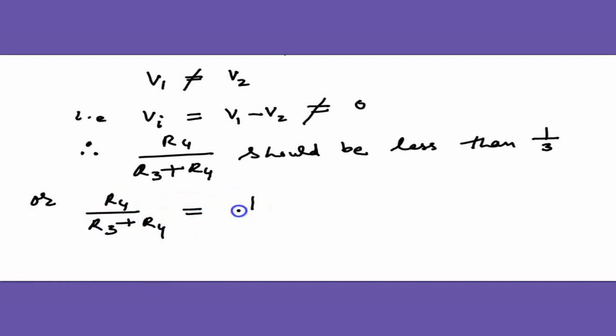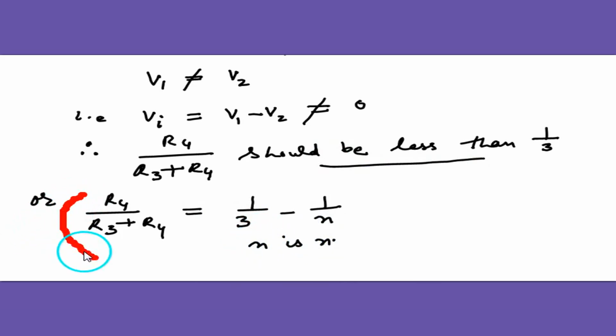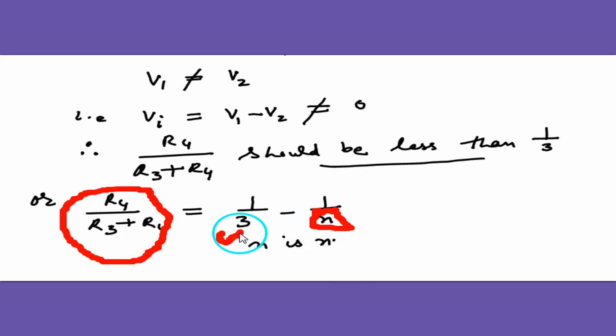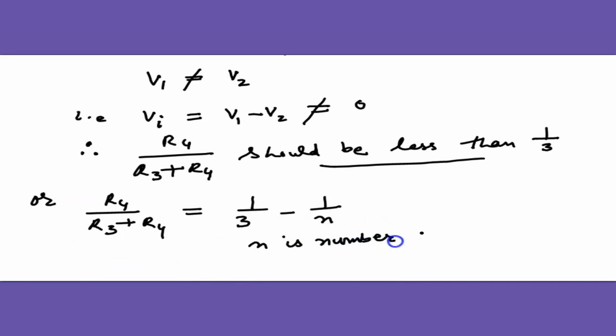R4 upon R3 plus R4 is equal to 1/3 minus 1 upon n. So n should be greater than 3. So it is the main requirement here: 1/3 minus 1 by n, n is greater than 3.